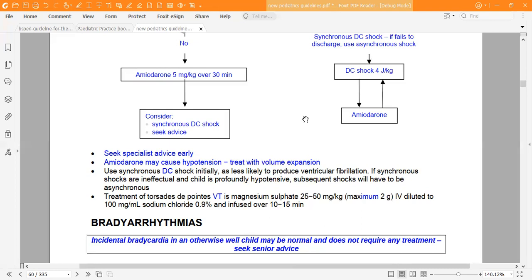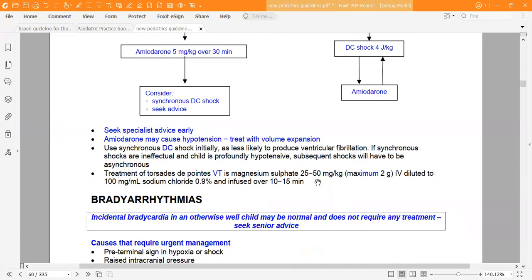Treatment of Torsades de Pointes ventricular tachycardia is magnesium sulfate. So it's very, very crucial to know this piece of information, that if you have a diagnosis of Torsades de Pointes in a patient, which is one of the types of ventricular tachycardia, you have to consider giving magnesium sulfate 25 to 50 milligram per kg IV, diluted to 100 milligram per ml in sodium chloride 0.9% and infused over 10 to 15 minutes.